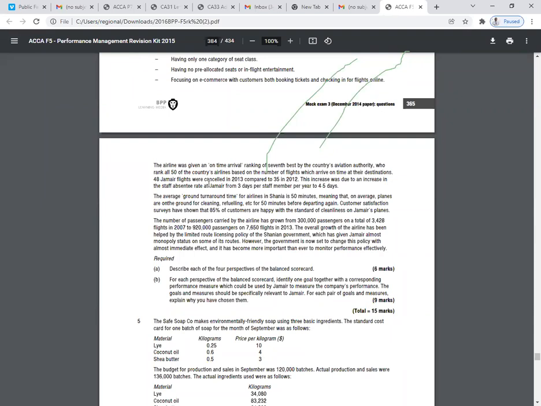So they want us to do something very easy for 6 marks: to describe each of the 4 perspectives of the balanced scorecard. And then part B for 9 marks: for each perspective of the balanced scorecard, identify one goal together with a corresponding KPI, together with a corresponding performance measure, which could be used by Jam Air to measure the company's performance. The goals and the measures should be specifically relevant to Jam Air. For each pair of goals and measures, explain why you have chosen them.